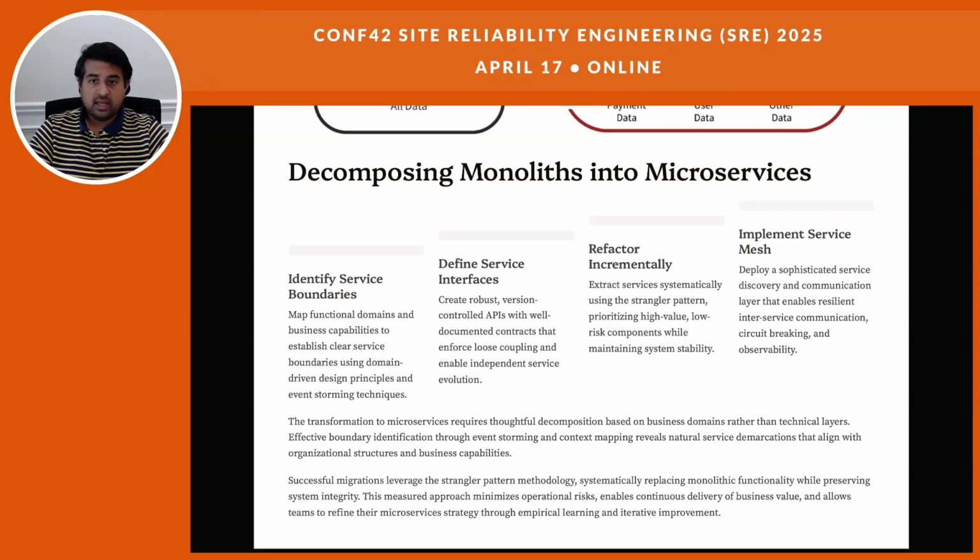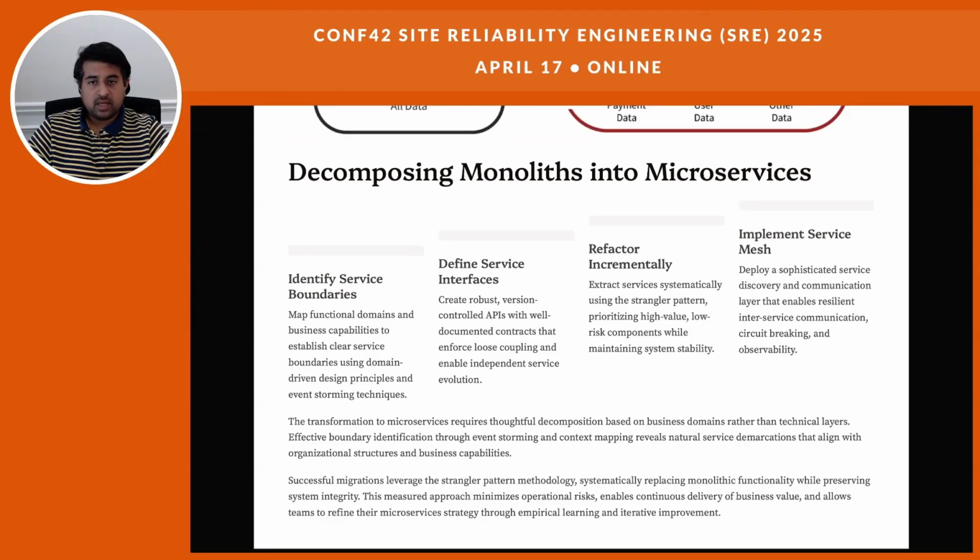Refactor incrementally. Extract services systematically through the strangler pattern, prioritizing high-value, low-risk components while maintaining system stability. Successful migrations leverage the strangler pattern methodology, systematically replacing the monolithic functionality while preserving system integrity.